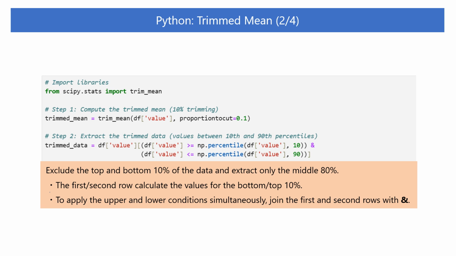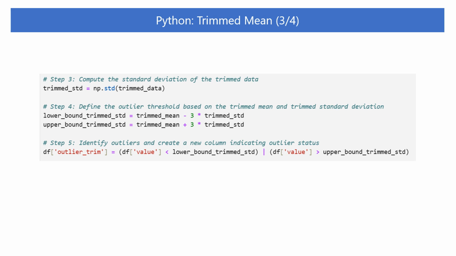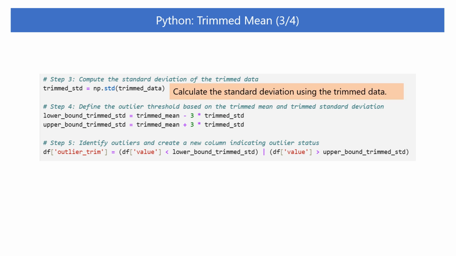The first row calculates the value for the bottom 10%. The second row calculates the value for the top 10%. To apply the upper and the lower conditions simultaneously, join the first and the second row with an ampersand. Next, let's look at the second half of the process. In step 3, we calculate the standard deviation using the trimmed data.